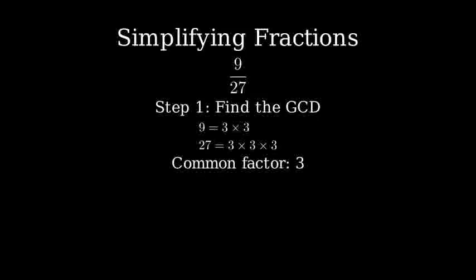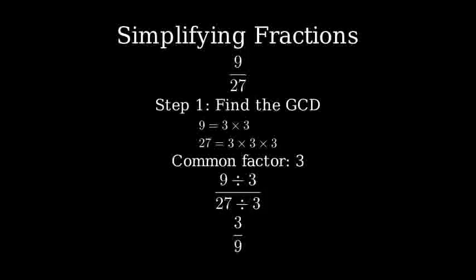Next, we divide both the numerator and the denominator by their greatest common divisor. In this case, we divide both 9 and 27 by 3. Finally, we perform the division. After dividing, our simplified fraction is 3 over 9.